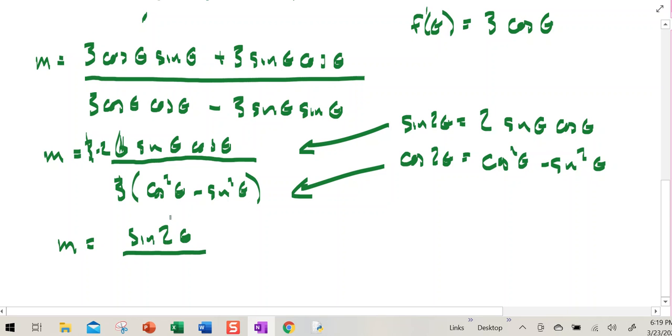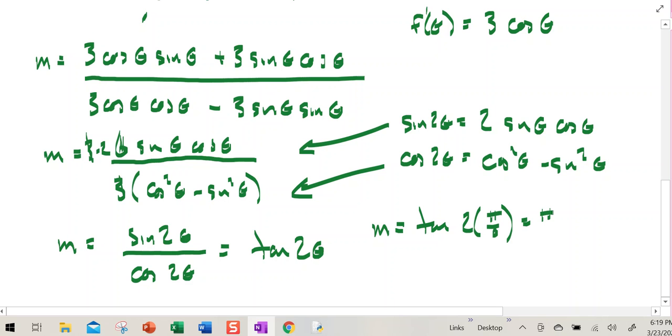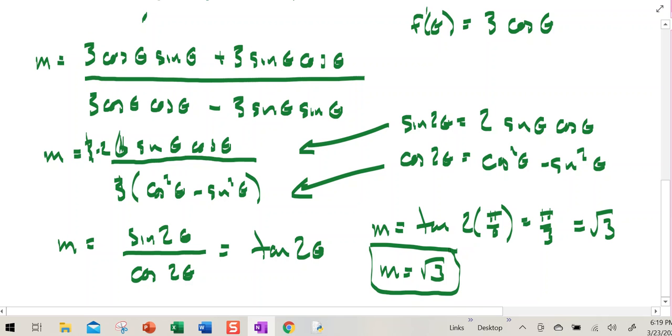And in the denominator, I have cosine squared minus sine squared, which is the cosine of 2 theta. Well, sine divided by cosine is tangent. So we have the tangent of 2 theta. And so we want to evaluate that at pi over 6. So the slope is going to be the tangent of 2 times pi over 6, which is pi over 3. The tangent of pi over 3, or 60 degrees, is radical 3. So my slope is the square root of 3. That is the first thing I need to find.